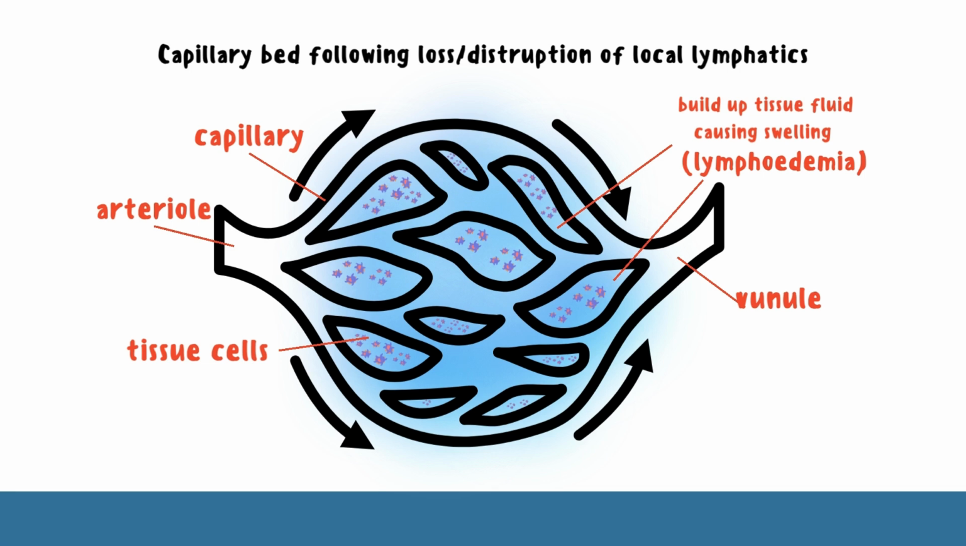5. Buildup of tissue fluid causing swelling, lymphedema. Lymphedema is the accumulation of lymph fluid in the tissues, causing swelling. This condition occurs when the lymphatic system is disrupted or blocked, preventing the normal drainage of tissue fluid. The diagram shows how a disruption in the local lymphatics leads to the accumulation of fluid in the tissue space, which can result in swelling, commonly referred to as lymphedema.